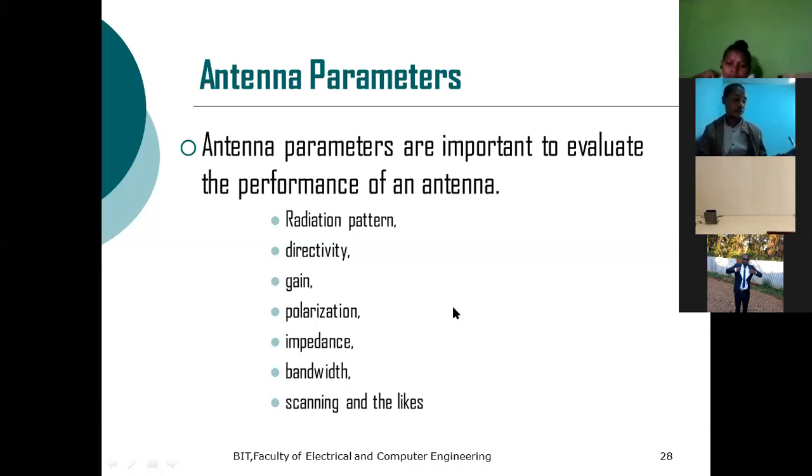So let's see what these antenna parameters are. Basically, there are different types of antenna parameters, and they are used to express the characteristics of the antenna. Among these, radiation pattern, directivity, gain, polarization, impedance, bandwidth, scanning, and the like can be taken as the most common antenna parameters.